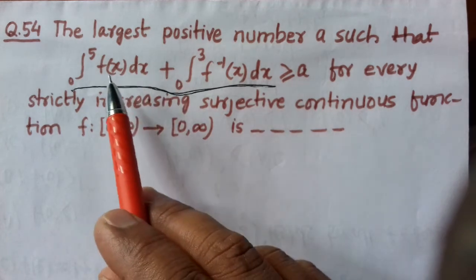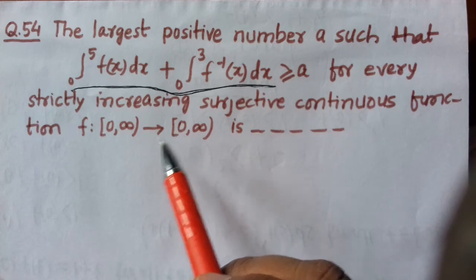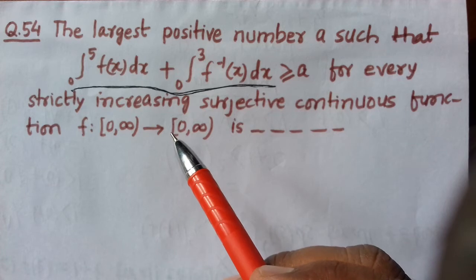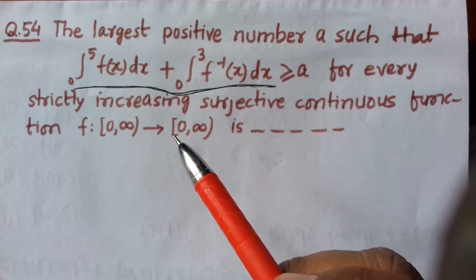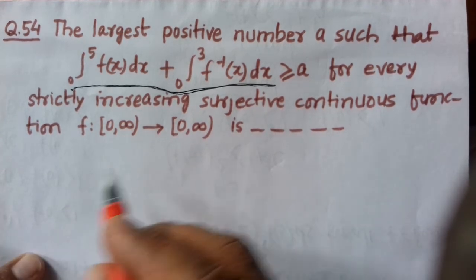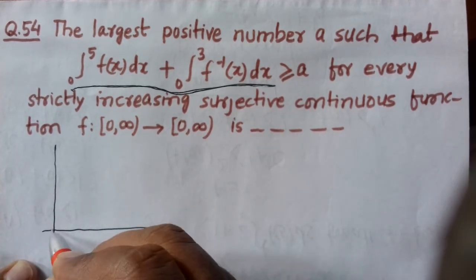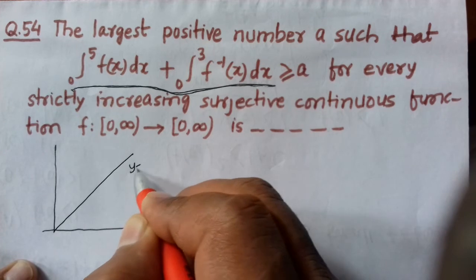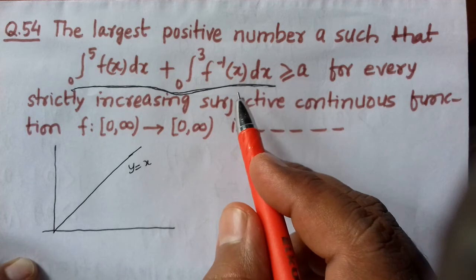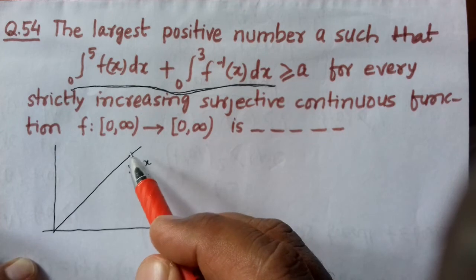And you see here f(x), here f inverse x. Whenever you see a function and its inverse, then there comes a line in our mind. That line is y equals x. So let us draw that line. This line is y equals x, because f inverse x is nothing but an image of f(x) under this line.